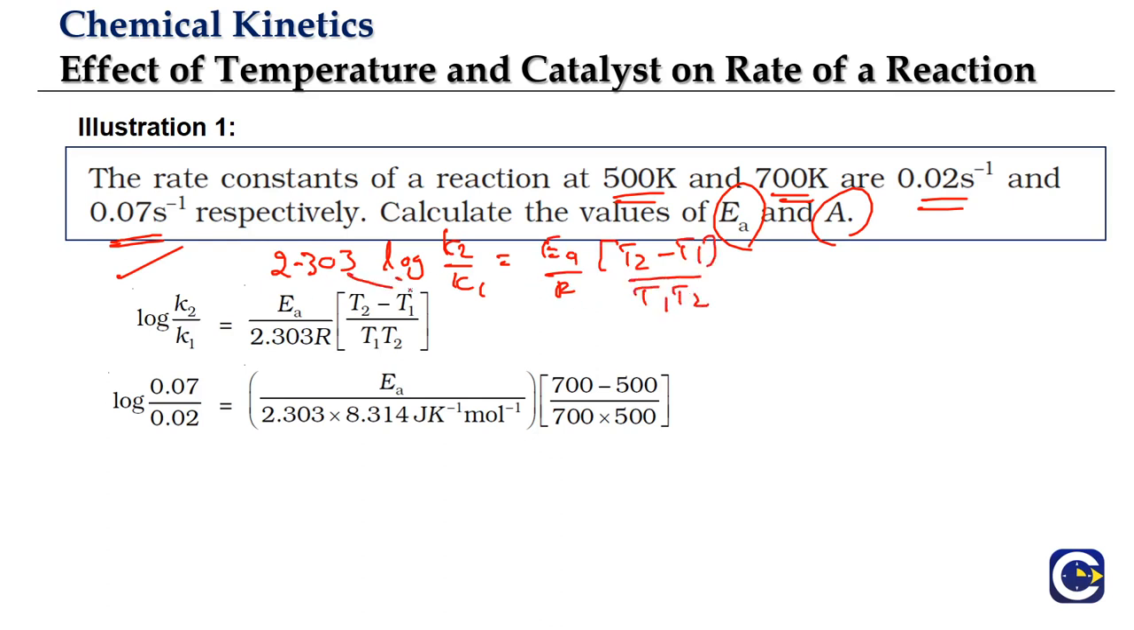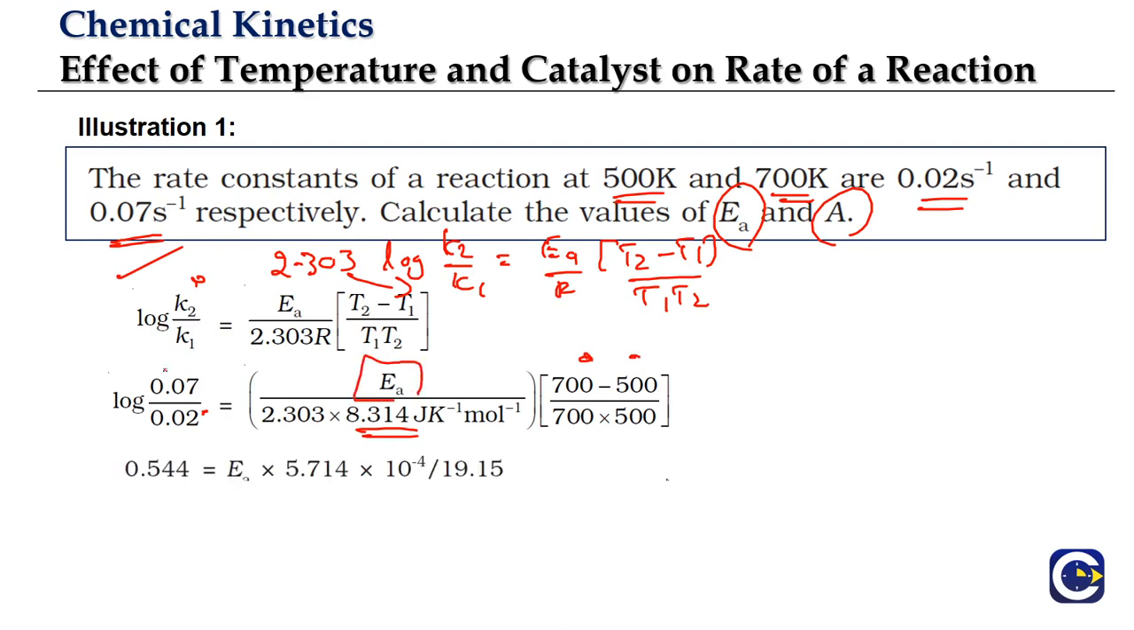So we'll just bring the 2.303 to the RHS. What we have is log of K2 by K1 is equal to EA by R into T2 minus T1 by T1 T2. In this formula, we know the value of K2. K2 is 0.07, K1 is 0.02, and the R value, the gas constant in SI units, is 8.314 joule per mole per Kelvin, and T2 is 700, T1 is 500. So if you substitute the values, we'll see that the only unknown variable is the activation energy.